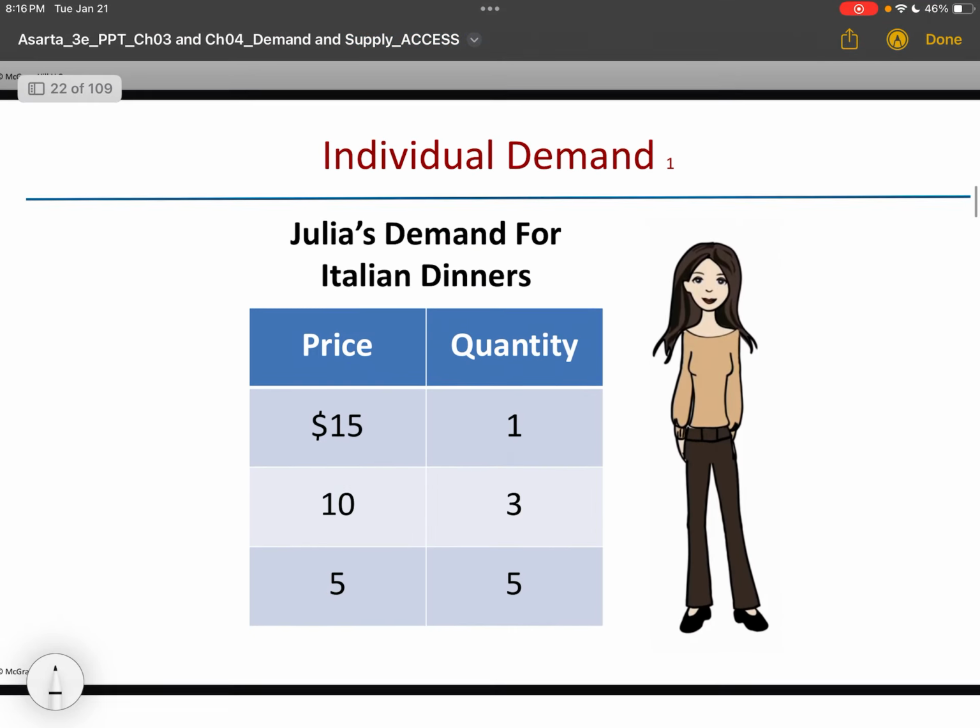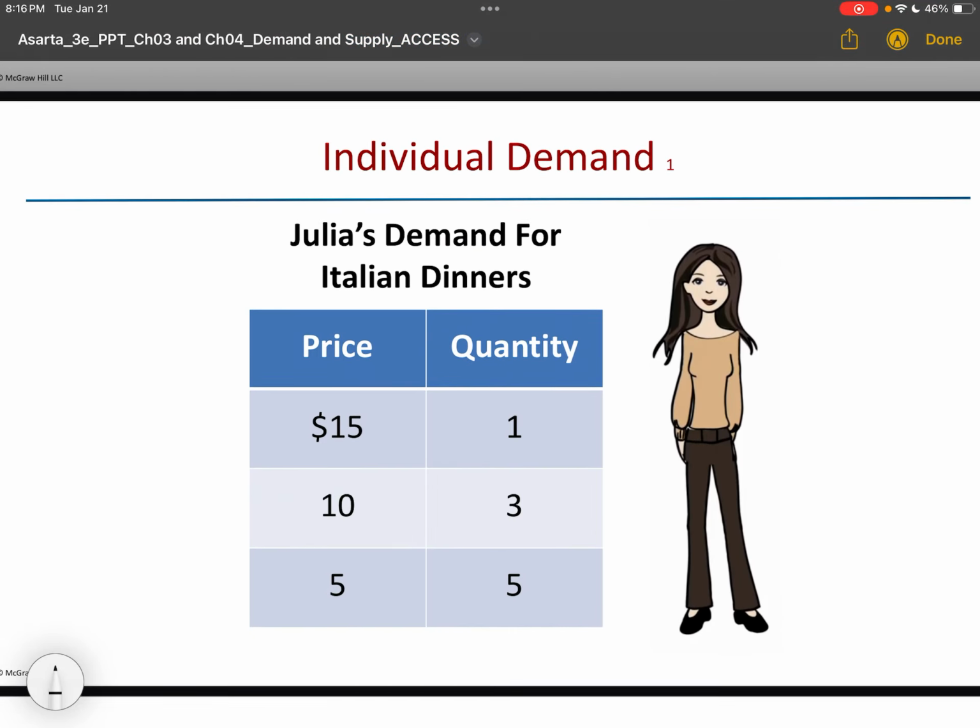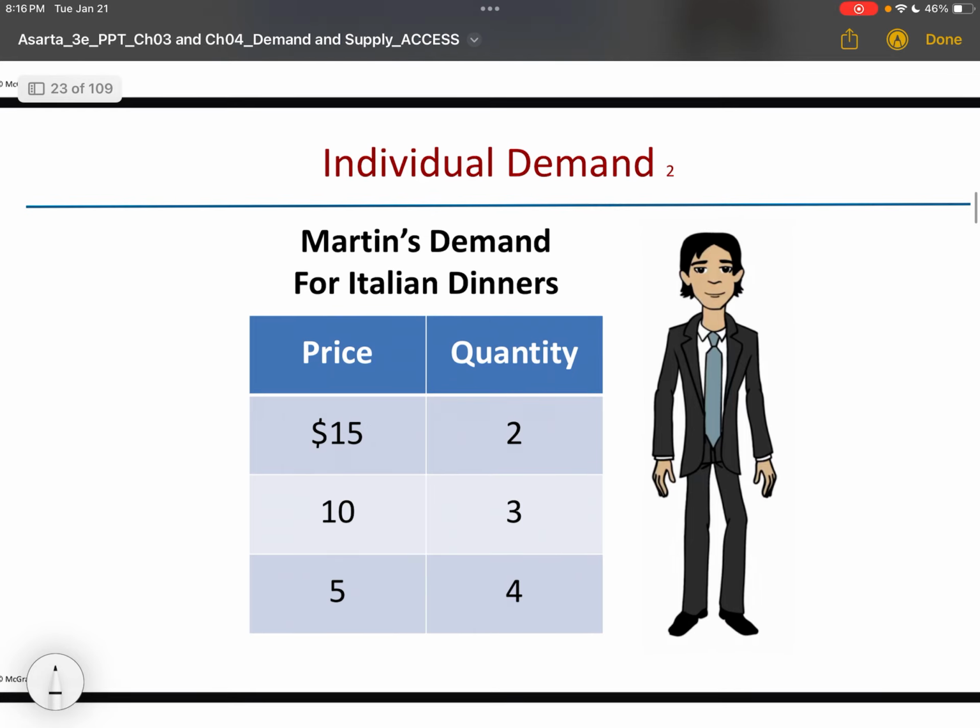Well, we could have demand for only one individual. So for example, Julia, we can have a table, the prices and the quantities that Julia will buy. We could have another individual, Martin. We could have the prices and the quantities that Martin will buy for himself.